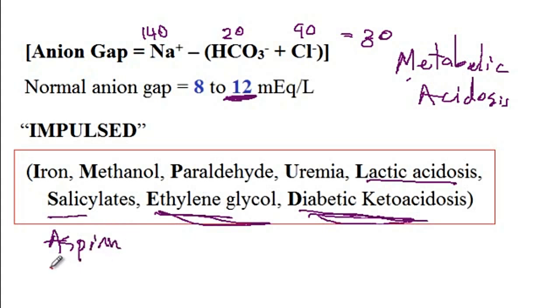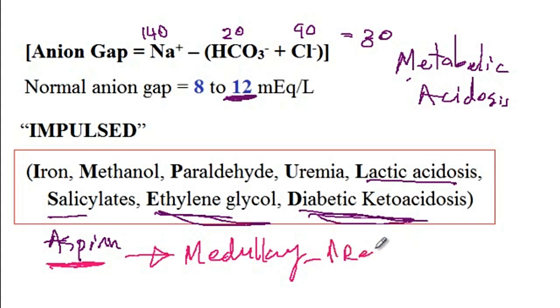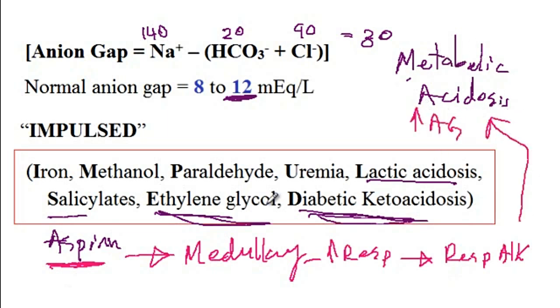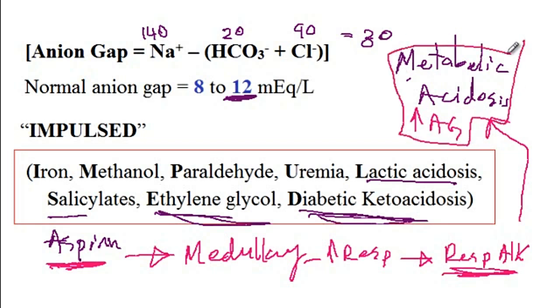Now regarding aspirin, you should know that there is initially the medullary stimulation, as a consequence of which it will increase the respiratory rate, and thus it will initially cause respiratory alkalosis. But then later on, since it causes acidic changes, it will lead to the metabolic acidosis with elevated anion gap. So just keep that in mind. With aspirin, there would be initially respiratory alkalosis, but then later on they develop metabolic acidosis with elevated anion gap.